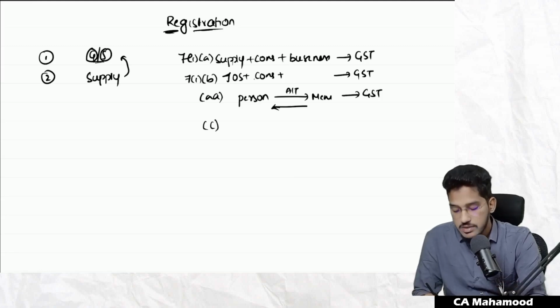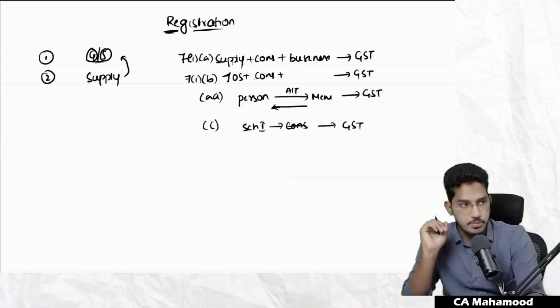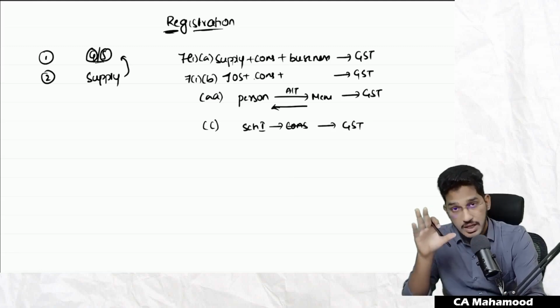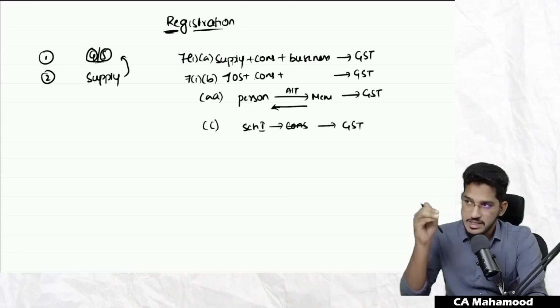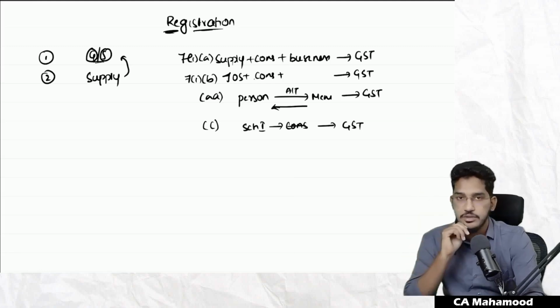And we have seen clause C which says that if you are doing certain activities which are mentioned in schedule 1, even if you are not taking any consideration, still they will be treated as supply. On that also GST will be imposed. That means GST is leviable on the transaction.